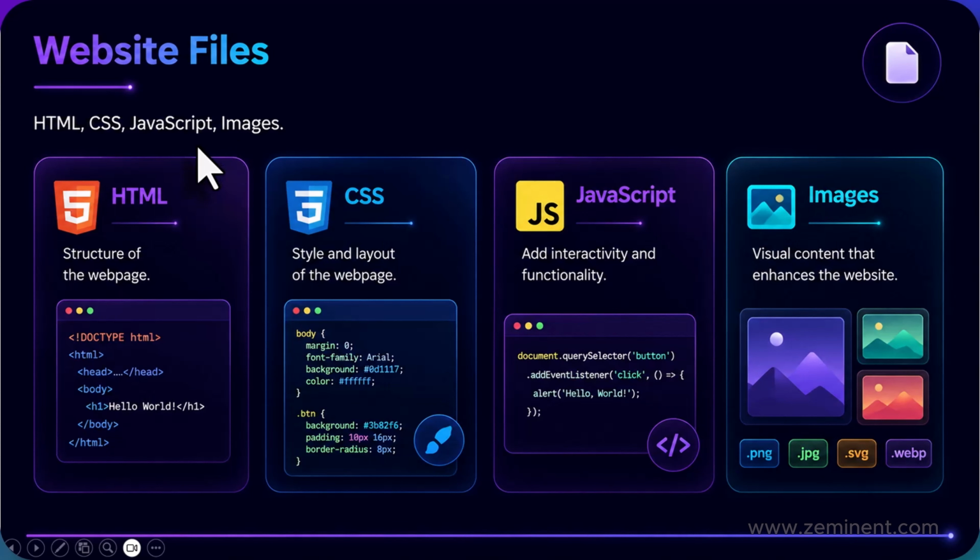So the website files are as follows: HTML, CSS, JavaScript and images. The HTML contains the structure of the page, and the CSS is nothing but the style and the layout of the web page, and the JavaScript is the interactivity and functionality of the web page, and it acts as the behavior of the web page also. And it also contains images in formats like PNGs, JPGs, SVGs and etc.